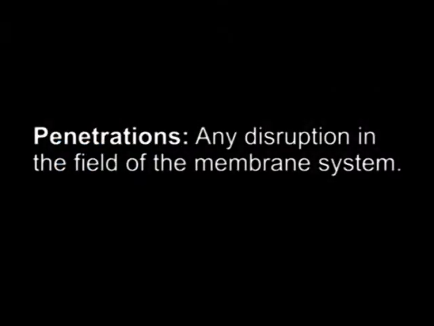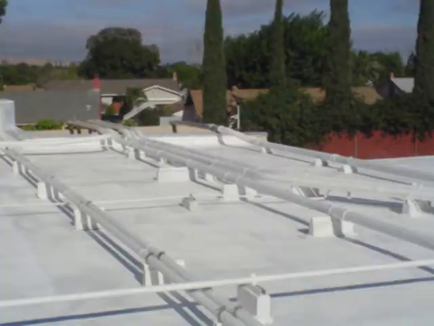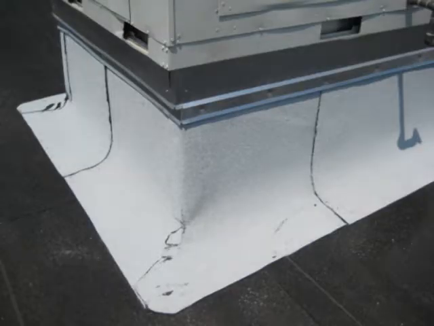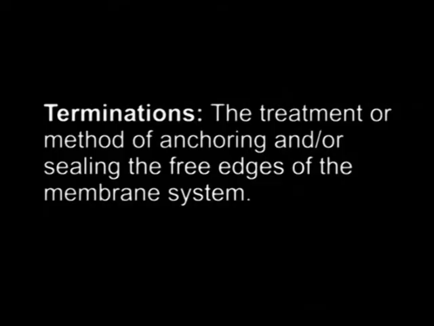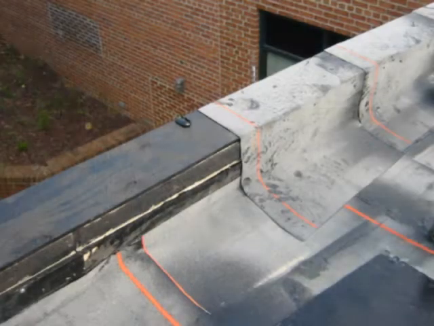Penetrations are any disruption in the field of the membrane system. Penetrations may include, but are not limited to, pipes, conduit, vents, penetrating equipment supports, and a variety of curbs. Terminations are the treatment or method of anchoring and/or sealing the free edges of the membrane system. They may occur at wall flashings and metal edges.